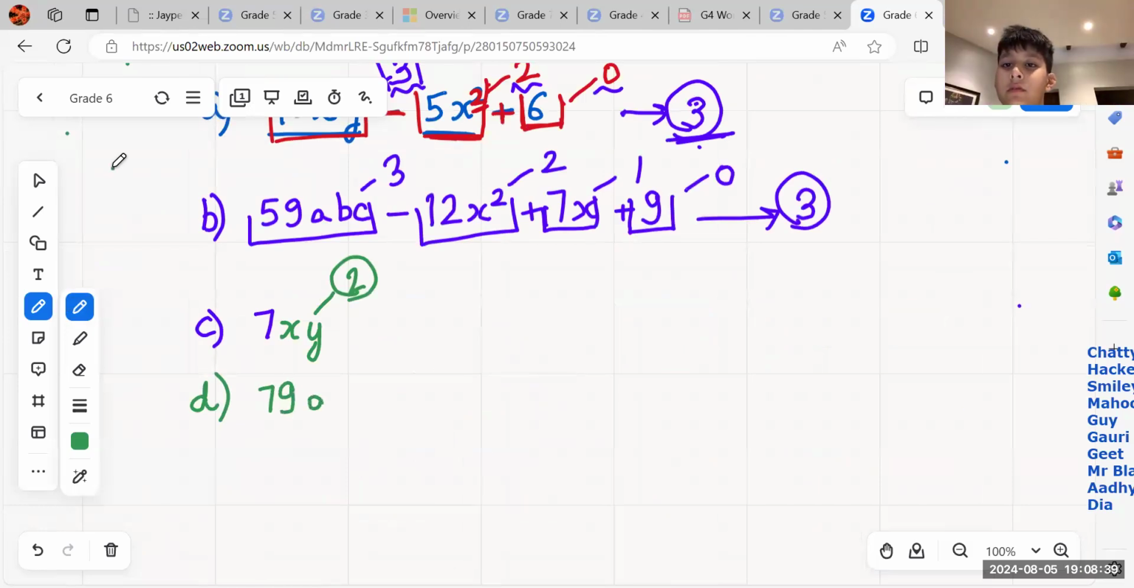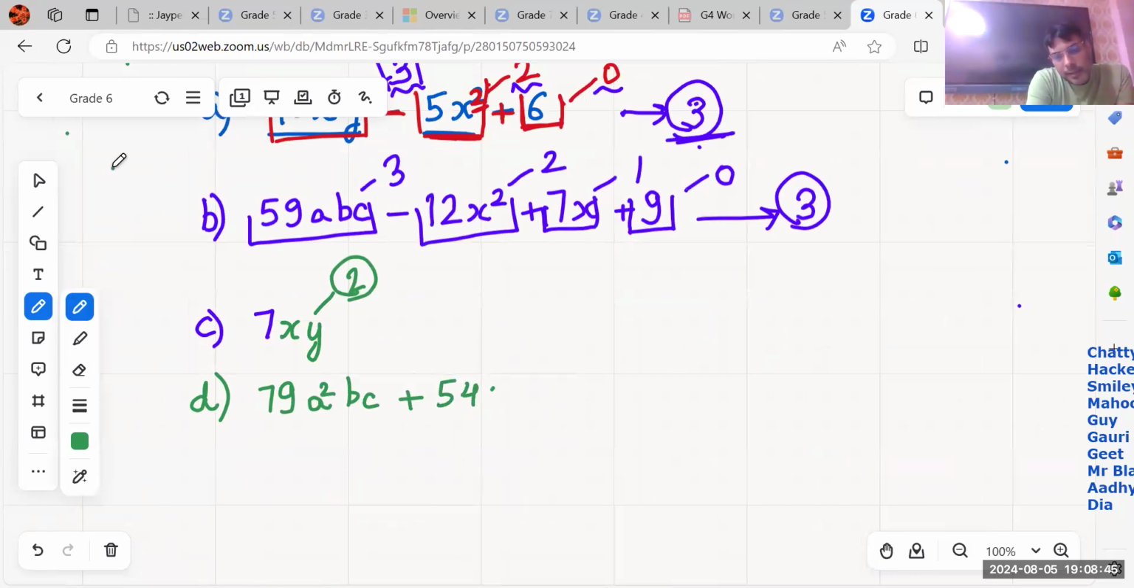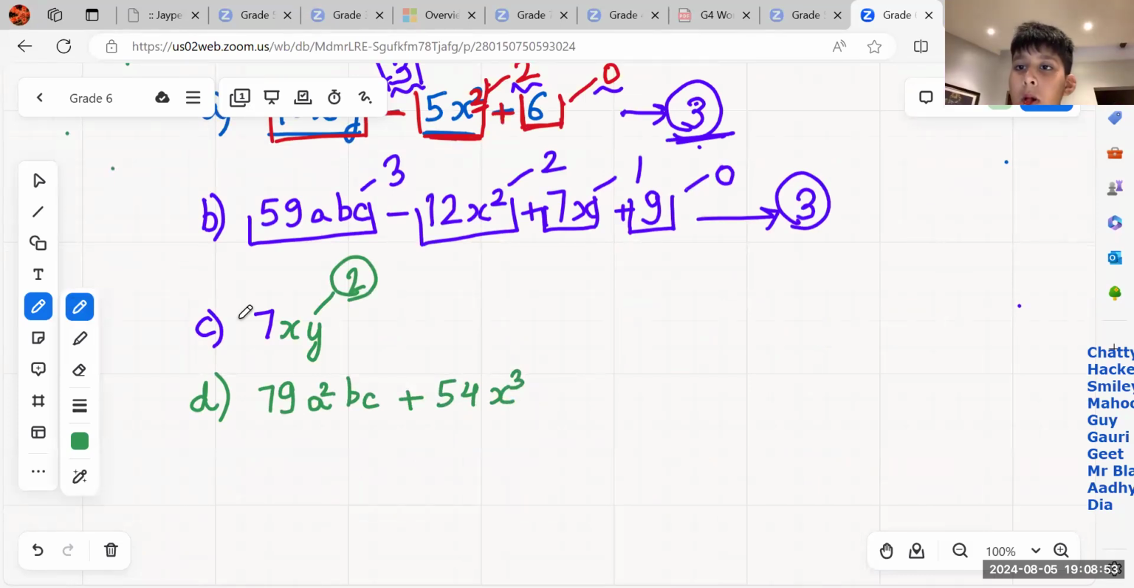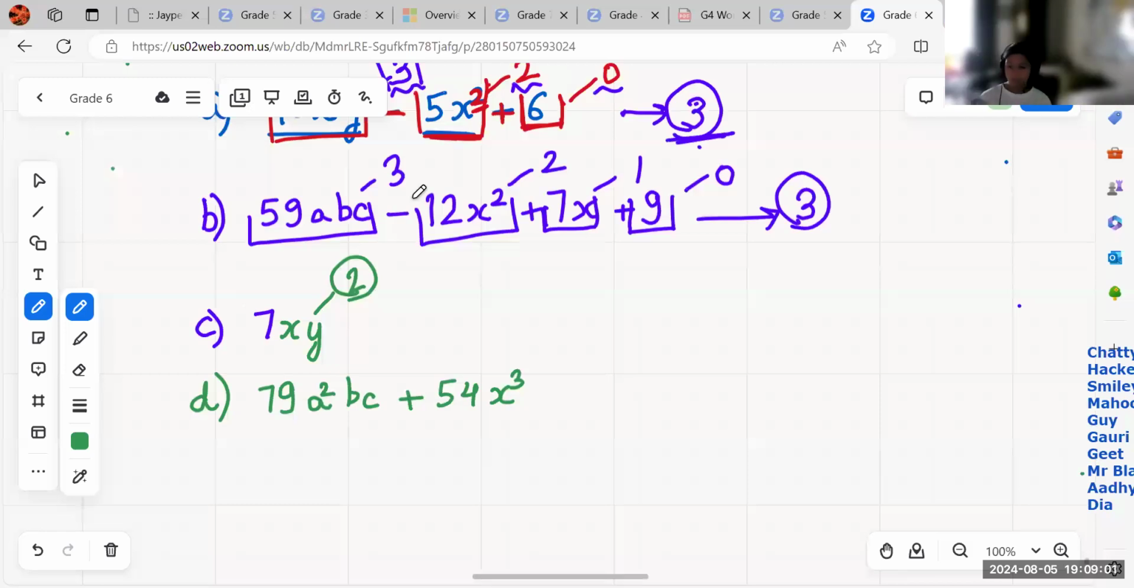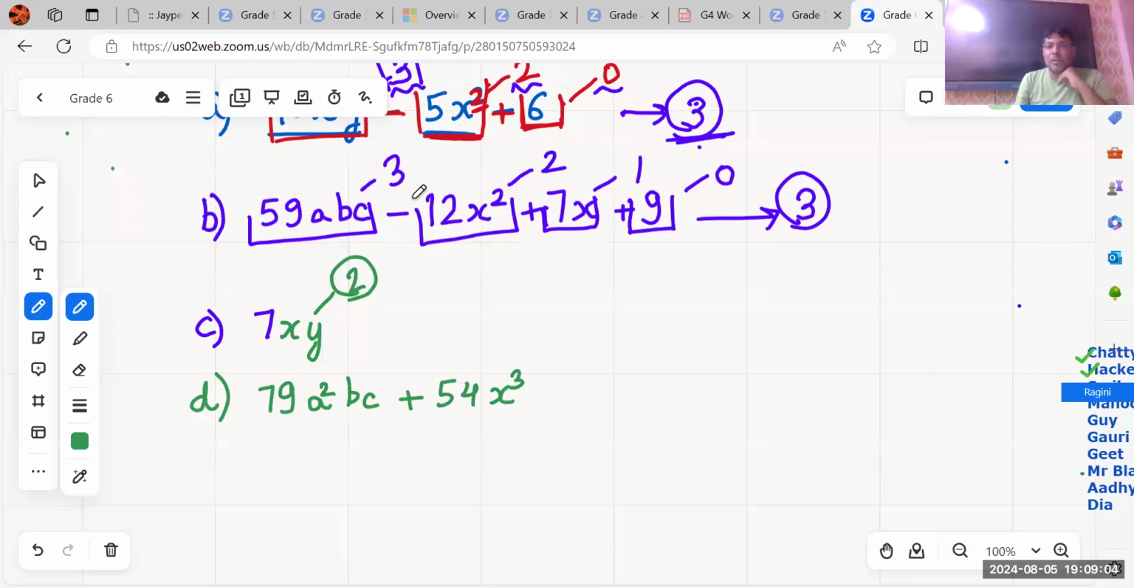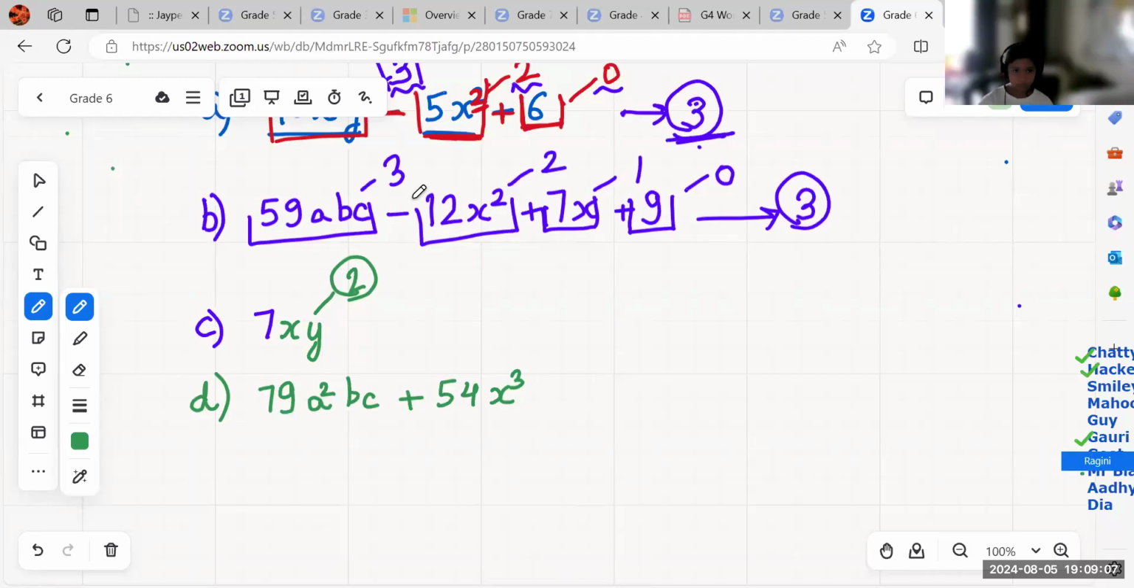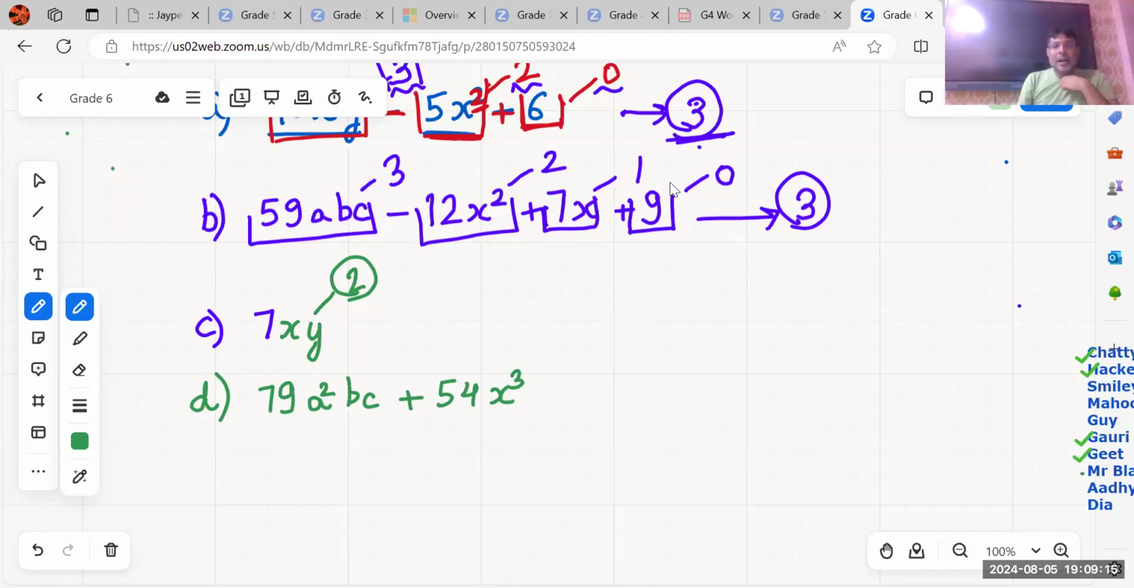One more question I will give you. Answer after that: 79 square BC plus 54 x cube. Give me the degree of this. Smiley, do you remember monomial, binomial, all those, or have you forgotten? I remember. Dia, do you also remember? Sir, I don't remember. Beta, I have explained, now it's your chance to give the answer.